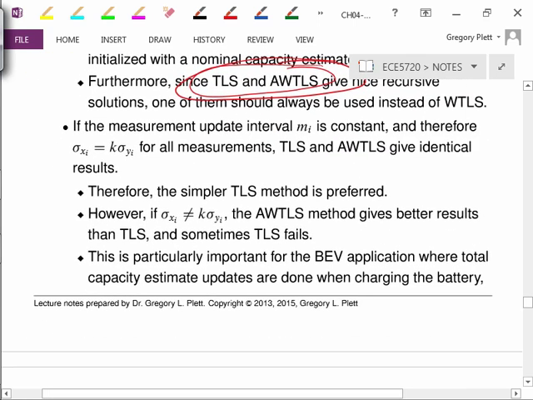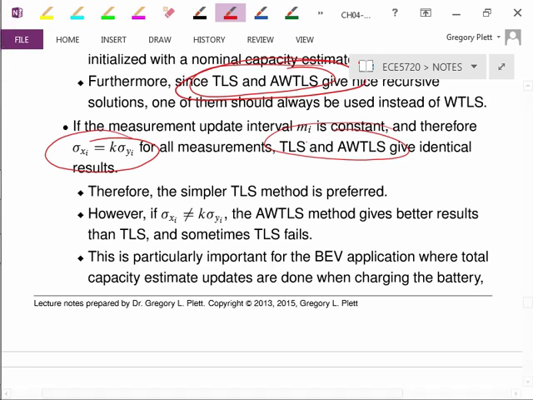If in our situation the measurement update interval MI is constant, and we can guarantee that the sigma xi is proportional to the sigma yi for all measurements, then these two methods give identical results. So those are the only two things we're still considering, and they both are the same. The TLS method is simpler, so use it. AWTLS is more complicated. No need to use it.